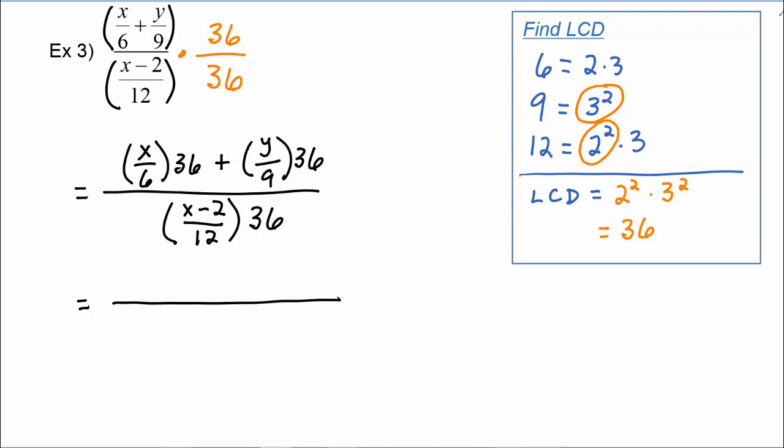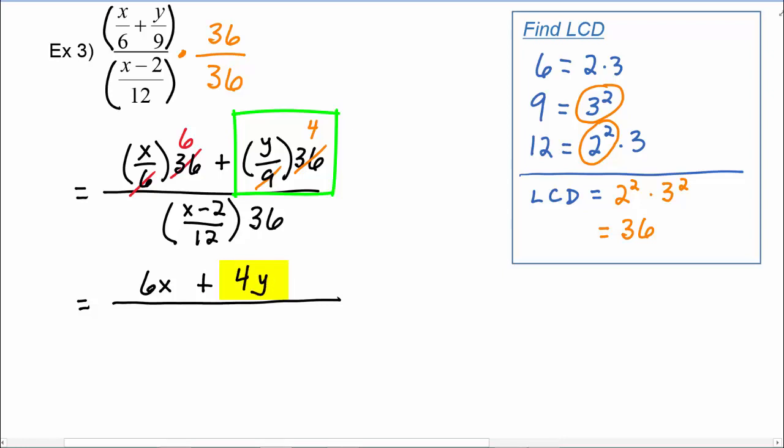We can cancel in each of these multiplications, and we see that 6 and 36 have a common factor of 6, so 6 goes into 36 6 times. X times 6 we write as 6x plus, in this next multiplication, the 9 and the 36 have a common factor of 9, so we'll cancel the 9 into the 36 4 times. Y times 4 we write as 4y.